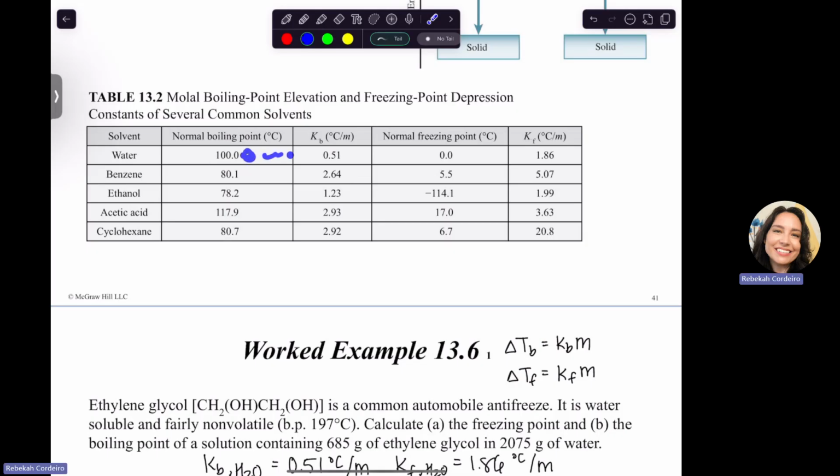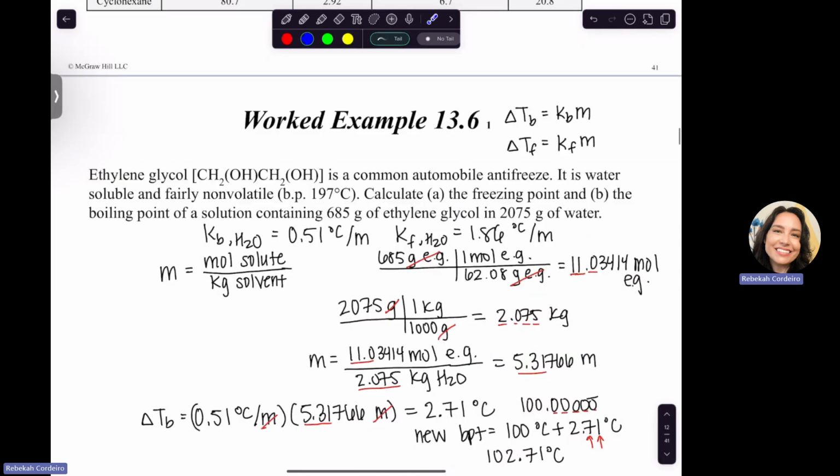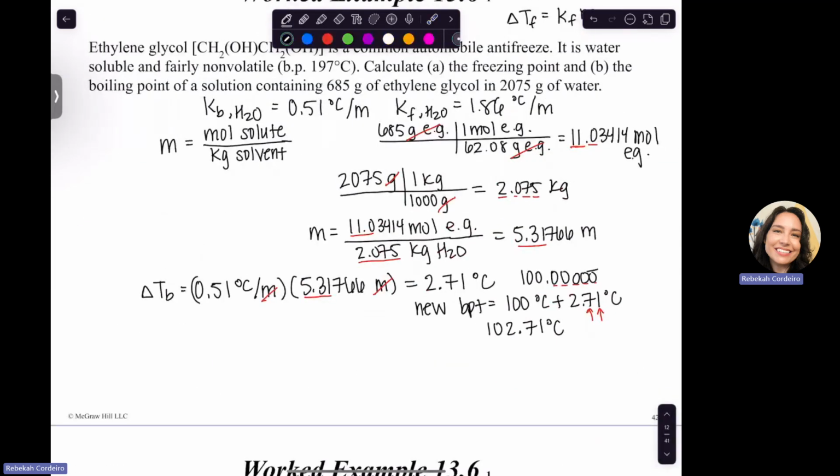Could there be more numbers over here? Yes, but just watch when you're doing Alex. If they do give you the values, you may want to just use the information given. So if we did want to use that, then we could say 102.7. See what the textbook wants us to use. And then we have our freezing point. So notice we added to the boiling point because we were doing the boiling point elevation.